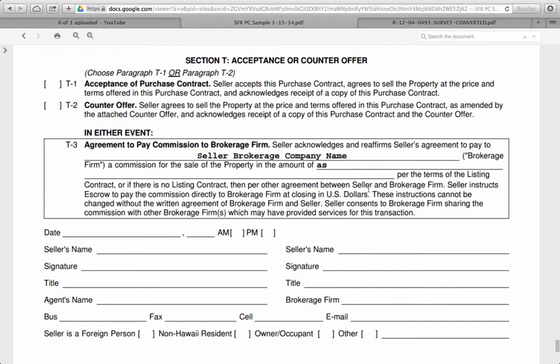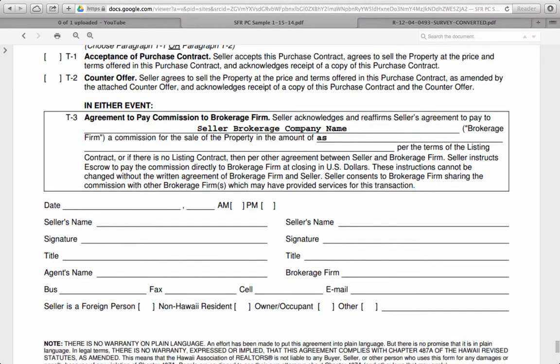If, let's say, you're working with the seller and they are not agreeable to paying you a commission, but the buyer is agreeable to paying you a commission, the same thing would apply. You would just make reference to that in here and take out the word seller.